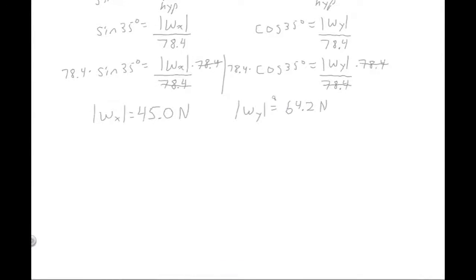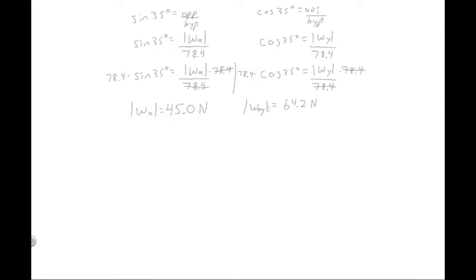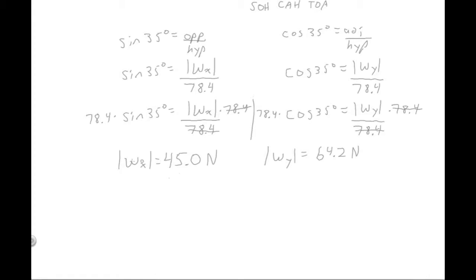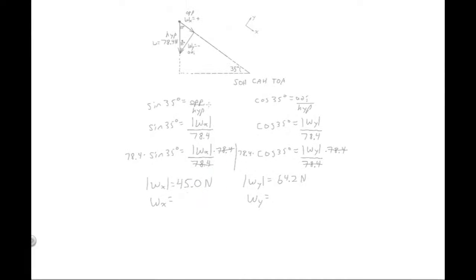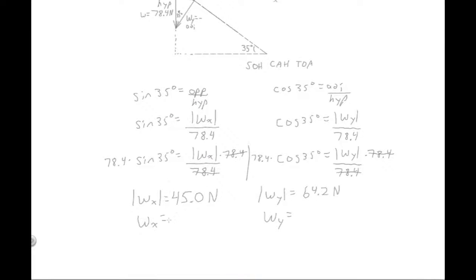All right, now remember, these absolute value symbols here are supposed to remind us that the Sohcahtoa equations only tell us the magnitudes of the components, not the complete components. These are the symbols for the complete components, including plus or minus signs. And as we already determined, W sub x should be positive. But W sub y should be negative. We figured that out before.